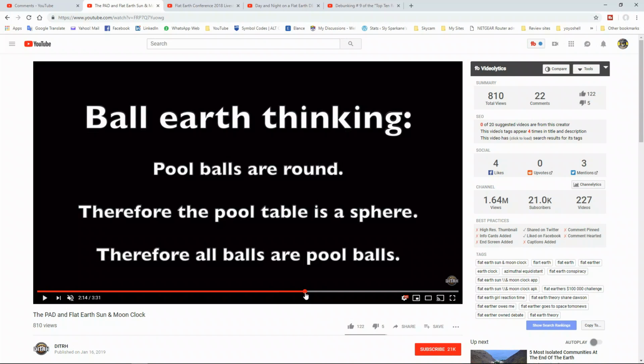Pool balls are round, therefore a pool table is a sphere? That makes absolutely no sense. It really doesn't. Pool balls are round, therefore the pool table is a sphere. Who says that? That doesn't even make sense. What you're trying to do is build off the comment that since other planets are round, it's highly likely that is proof that the Earth is round. Nobody said because space must be round. That doesn't even make sense, Dirth.